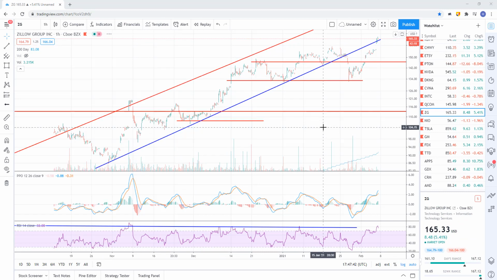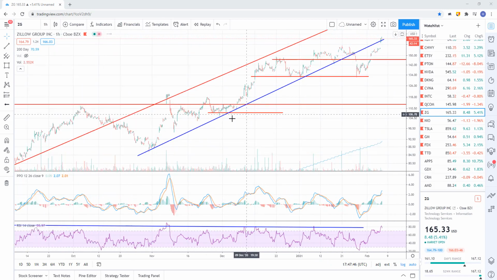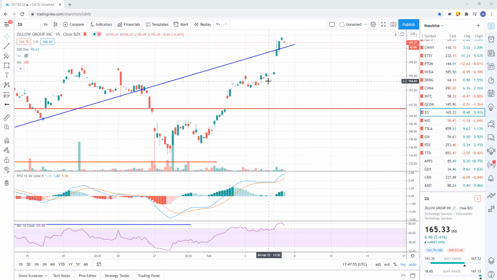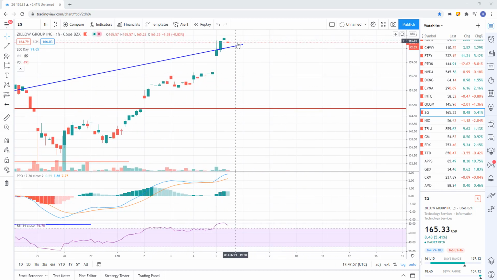Zillow Group. All right, so as of right now, they've recovered the broken trend line. Here's your hourly chart, and this is the upward trend line right here. You can see we had a sell signal. There's a breakdown, and we've come all the way back up, and today they gapped up and ramped higher, recovering that, but the day's not over.